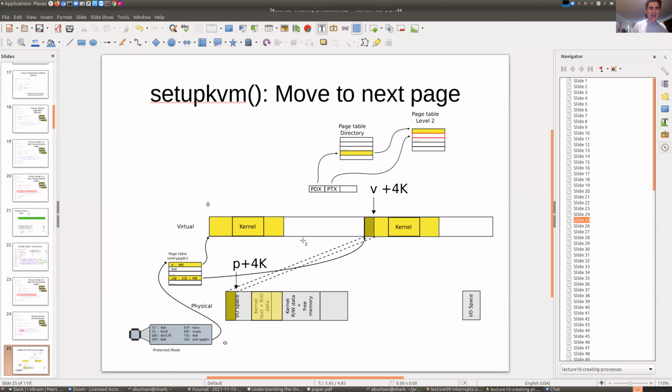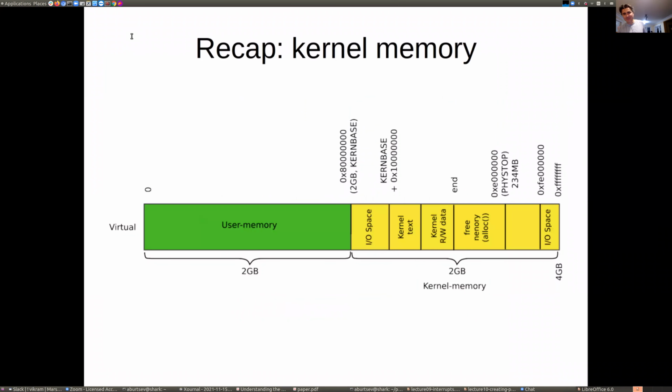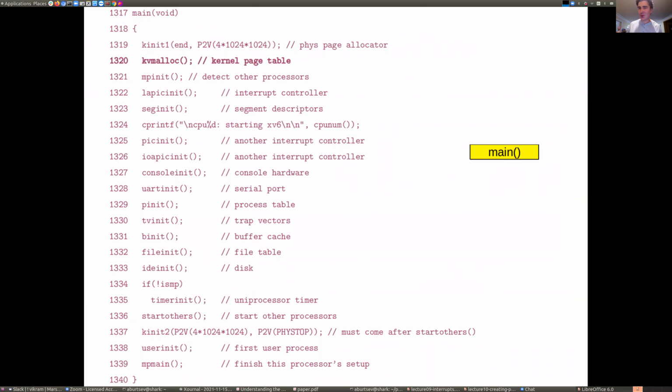Okay, so our second topic today is exec. Again, remember what we've done so far. We learned how to create the kernel part of the address space, right? This was the magical function, setupkvm, set up kernel virtual memory, right? That's the one which maps all these regions to the bottom of the physical memory plus the IO region, right?